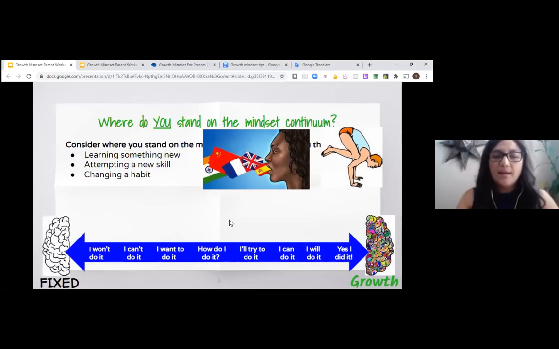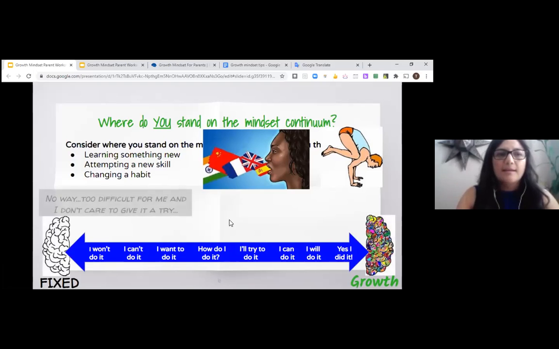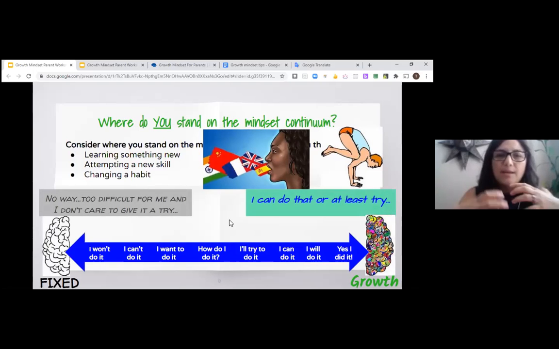Are you more on the fixed side that says, no way, it's too difficult to learn a new language. I'm not going to give it a try. I don't have the time. I can't do it. It's too challenging. Or are you more on the growth mindset side where you're saying, okay, I can do it. I can give it a try. I'll try, that kind of thing. So just take a couple seconds to think of where you stand on this continuum. And it doesn't have to be related to learning a new language or doing this yoga pose, but something that's happening in your life right now.